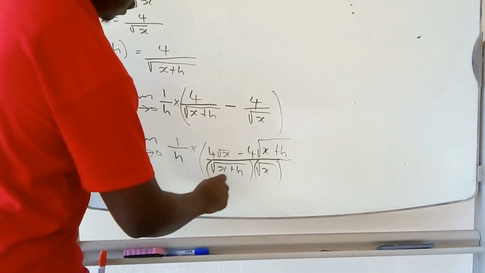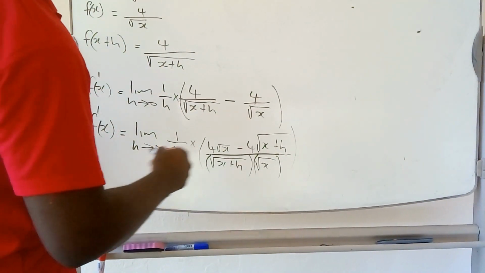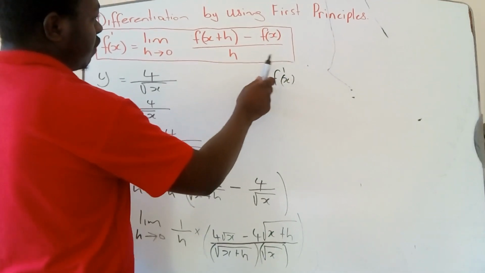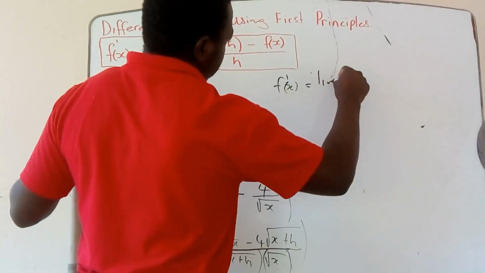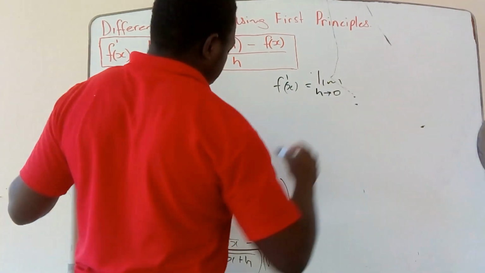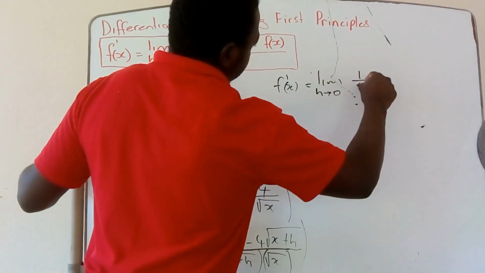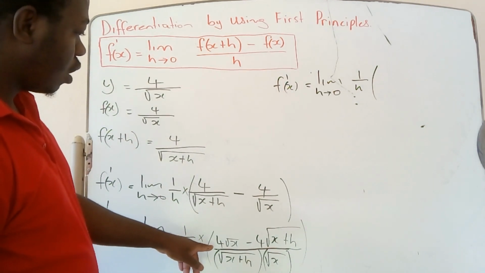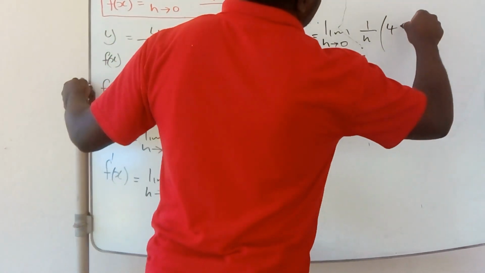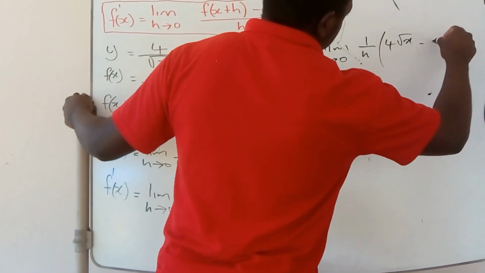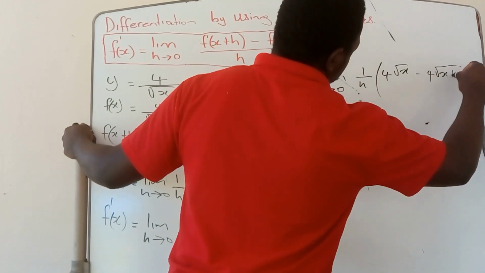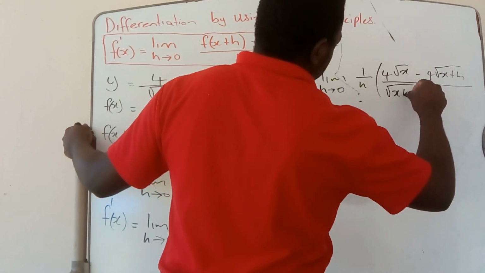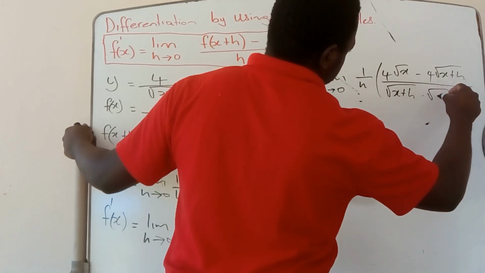So now what we'll have is that the derivative, which is f prime of x, so the derivative of f of x, is equal to the limit as h approaches 0, right, 1 over h times, here what we're going to have is just 4 root x, right, minus 4 root of x plus h, all of that divided by the root of x plus h times the root of x, right?